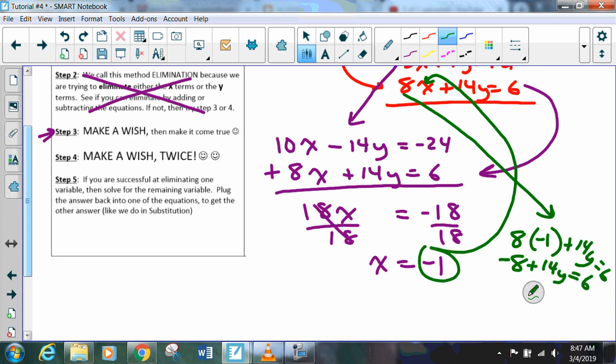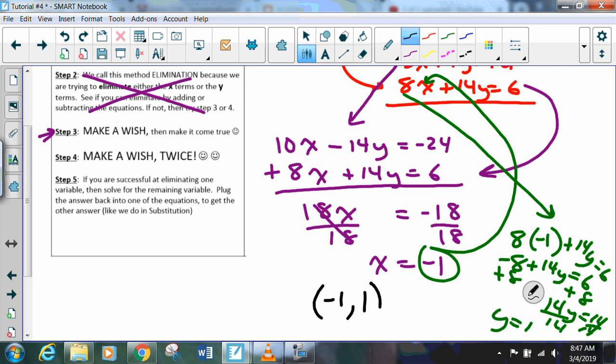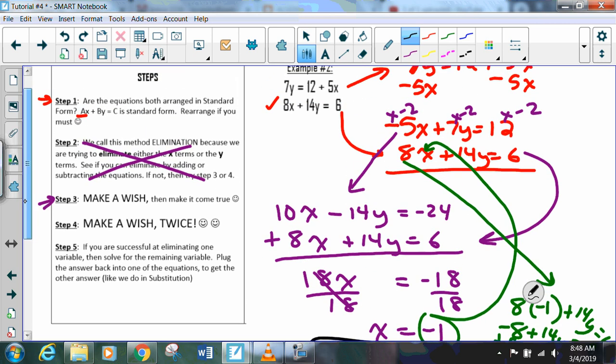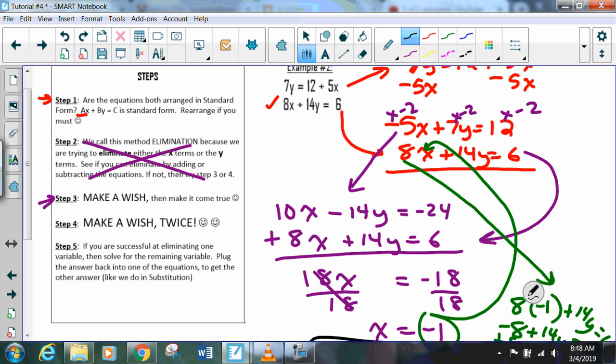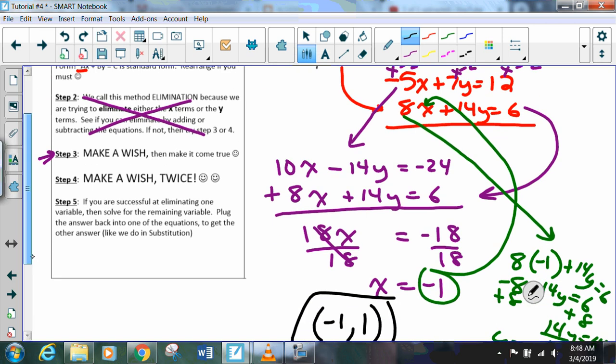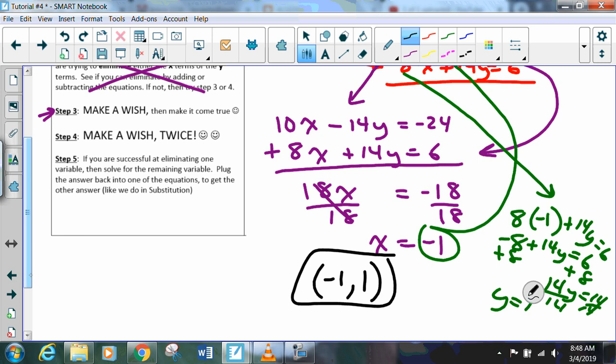It's 2 steps. I'm going to add 8 to both sides. I'll get 14y equals 14. Really running out of space. Y equals 1. Put it all together. That means that we'll have our answer of negative 1, 1. I always like to double check. You know me. I like to check my answer before I move on. If I plug it into the second equation, negative 8 plus 14 does give me 6. So that is correct. All right, halfway done with the lesson.